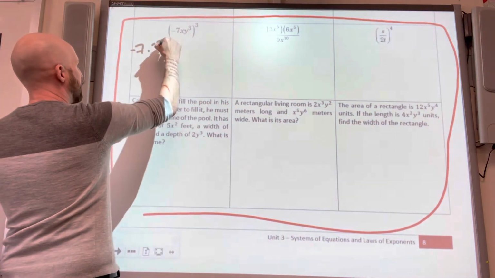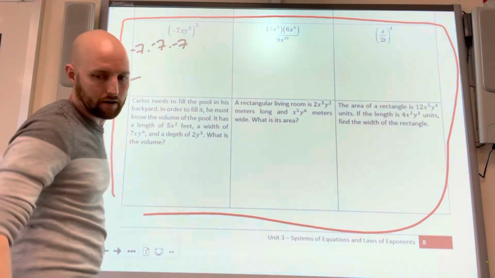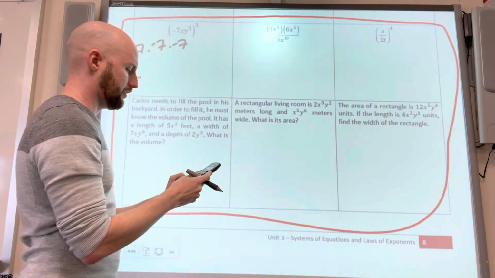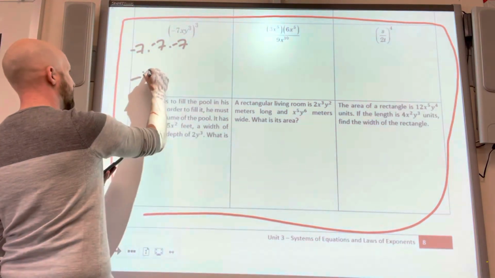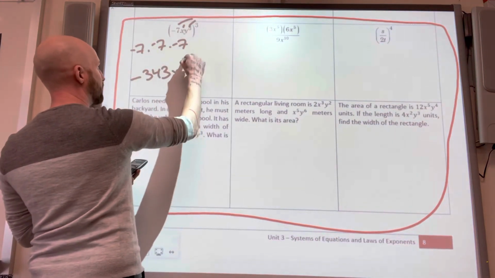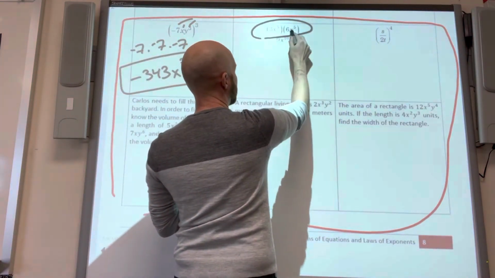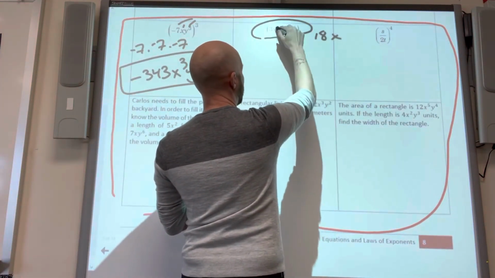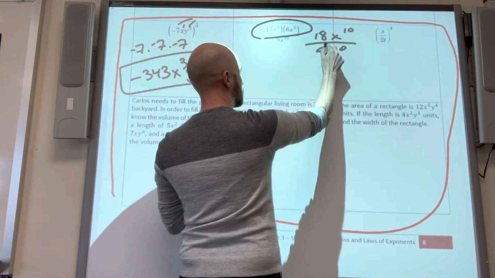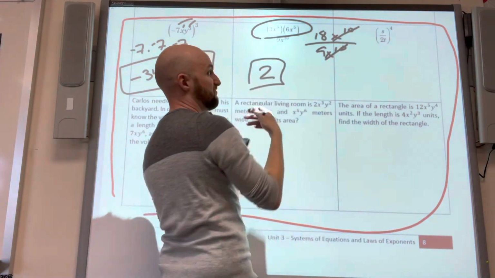-7 multiply -7 multiply -7. En verdad yo no sé qué será. 343, creo. 7 por 7 por otro 7. Ajá. Negative 343. Multiply. Invisible 1, so x3, y9. Here the top first. 3 times 6, 18. 5 plus 5, 10. Abajo. 18 entre 9, 18 divided 9 is 2. Se cancela el completo. It's just 2.